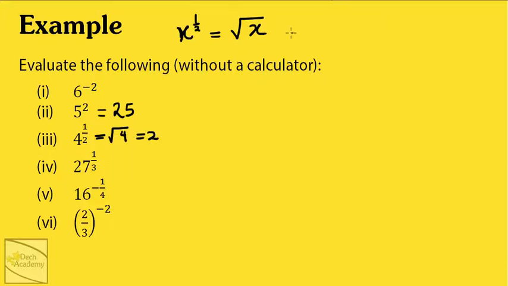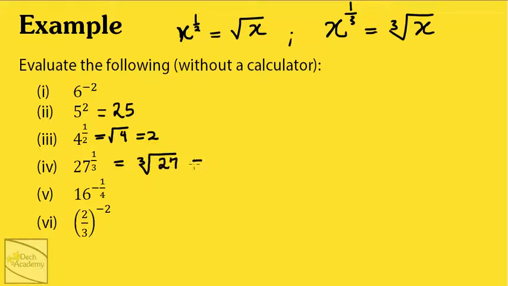Next case, you just need to realize that x to the power of 1 over 3 is the cube root of x. So in this case, we're looking for the cube root of 27, which is 3. 3 times 3 is 9, 9 times 3 is 27.